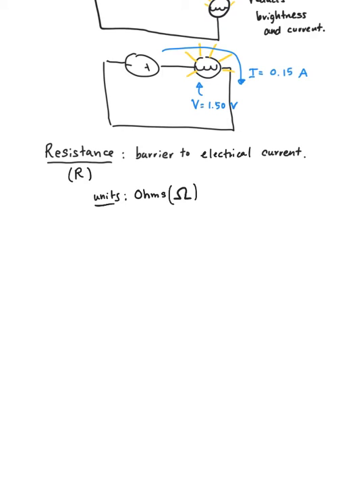The relationship between resistance, voltage, and current is given through Ohm's law. Ohm's law is perhaps the most important equation that we'll learn here and has the most practical utility for you, not only as future educators, but also in being handy people around your house. Ohm's law relates voltage to current and resistance. V equals IR.